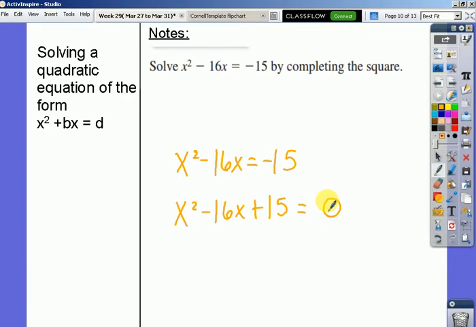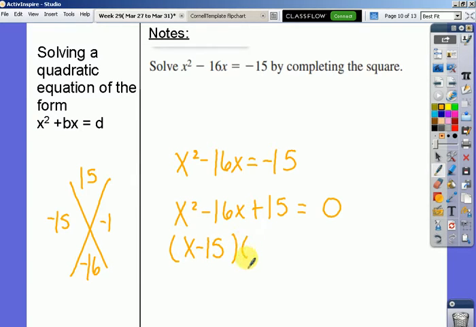We have that perfect, and then we set up our little x method. We don't have to use our box or anything because this is a coefficient of 1. I put 15 on the top, I put negative 16 on the bottom. Well, what multiplies to positive 15 and adds to negative 16? Negative 15 and negative 1, and then I factor this to be x minus 15, x minus 1 equals 0, and I get what for my x values? 15 and 1. Okay, that was easy, right?